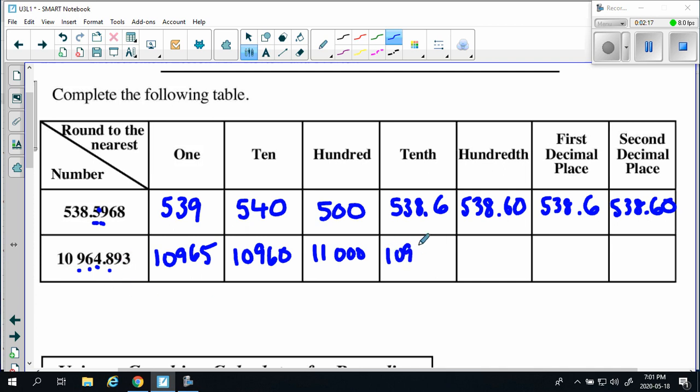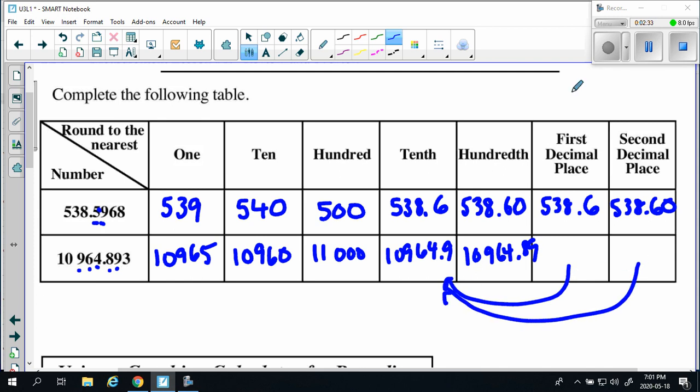So 10964.9. 100th, 2 decimal places over here, and this 9 does not round up. So we're going to just keep it. And this would be the same as this, and this one is the same as that.